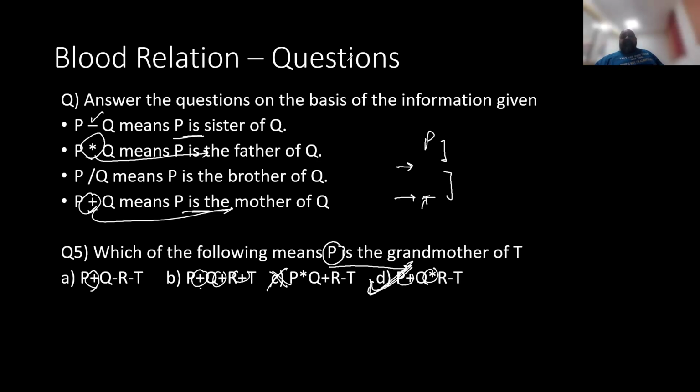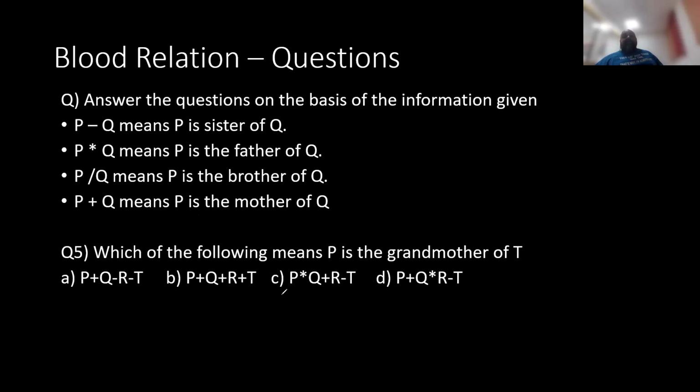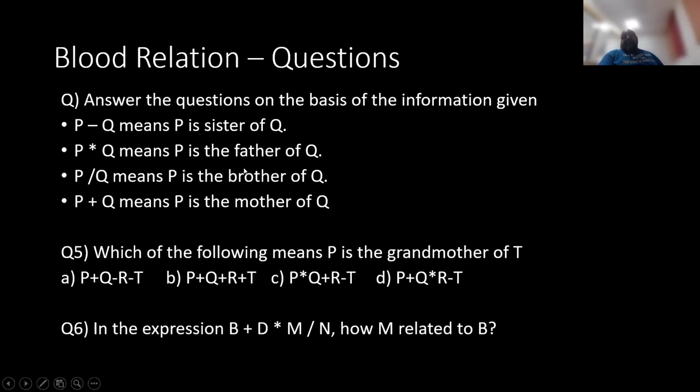If I check for D, then P plus Q means P is the mother of Q. Q into R means Q is the father of R. R minus T means R is the sister of T. Clearly, P is the grandmother of T. So, looking at the gender and the generation gap, we'll be able to solve the question. The other type of question is where a symbol is given and we have to find out the relationship.